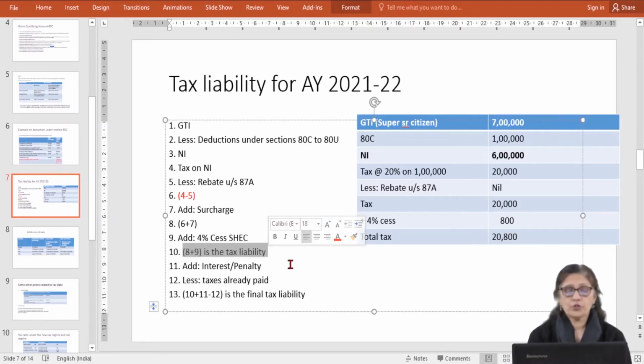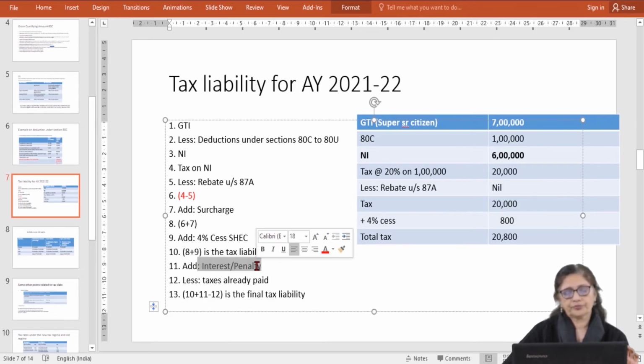If you have to pay some interest or penalty for certain defaults, say there is late filing of return or late payment of advance tax or non-payment of advance tax, then section 234 applies for interest and penalty. You have 234A, 234B, 234C, 234F. It's a recently introduced section. So if at all there is any penalty, this will be auto-reflected when you file your income tax return. That has to be added.